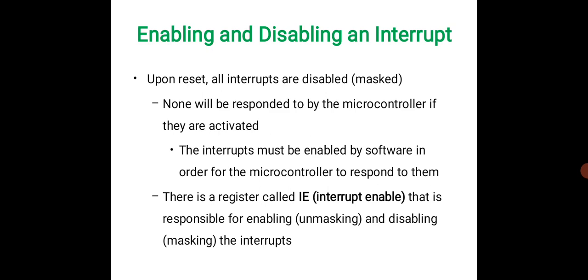And how to enable and disable an interrupt. Upon reset, all the interrupts will be disabled, which means that they are masked. So none will be responded to by the microcontroller if they are activated. So we need to enable and disable the interrupt, and we have a register for it, which is the interrupt enable register, shortly called the IE register. So you can unmask and mask the corresponding interrupts.